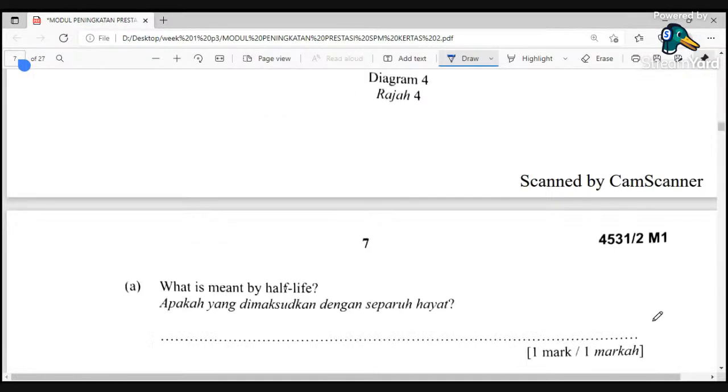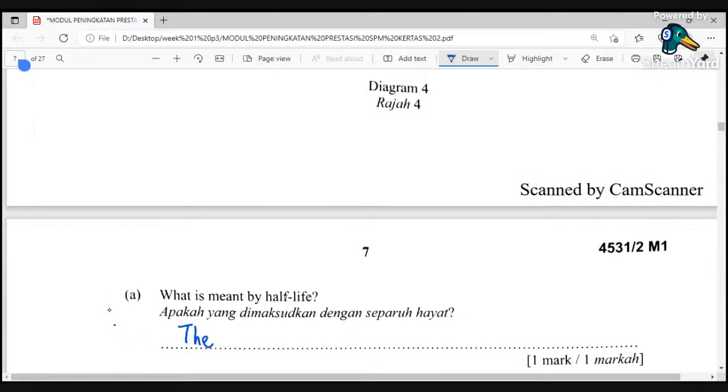Soalan, what is meant by half-life? Okay, keywords untuk half-life ialah time taken, activity become half. Okay, jadi kena ada perkataan yang lengkap.